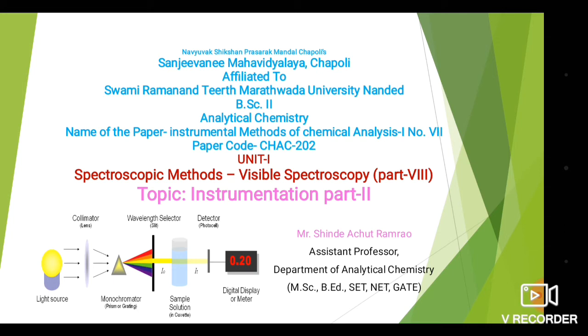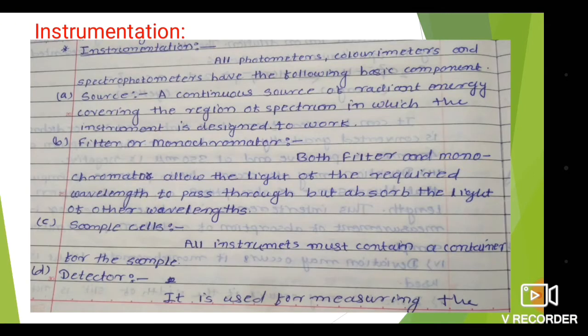In last lecture we have learned about the instrumentation of spectroscopic method, visible spectroscopy, part 8 from this paper. We have not completed the whole instrumental part. Some parts are remaining. So today we are going to learn about the remaining part of the instrumentation. So let's see what we had learned in the last lecture.